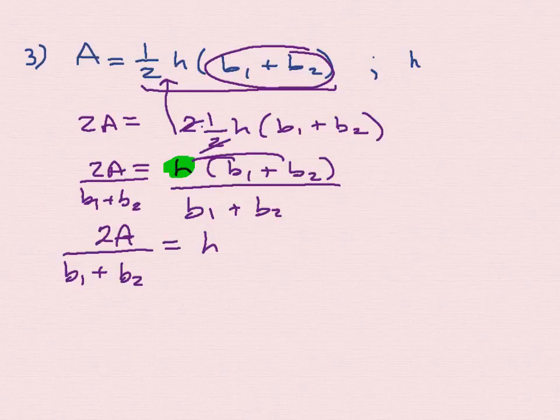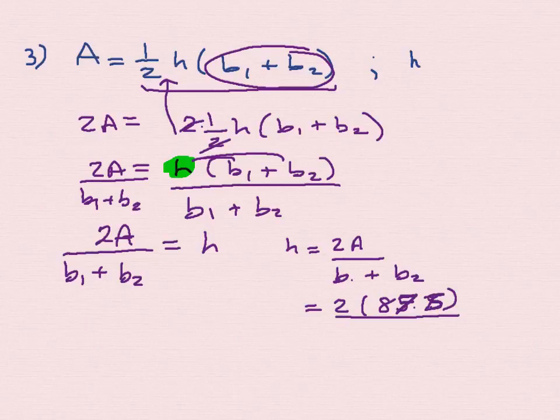Now, if you have numbers to go along with this question, which is quite often the case, you're going to be given values for the area and the two bases. Let's do this example from the booklet. You are told that the area is 87.5 square meters. So 2 times the area, 87.5, and the two bases are 11 and 14.